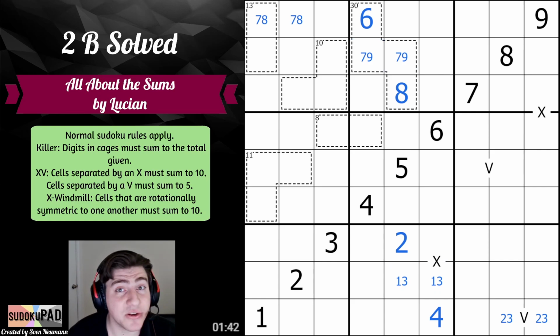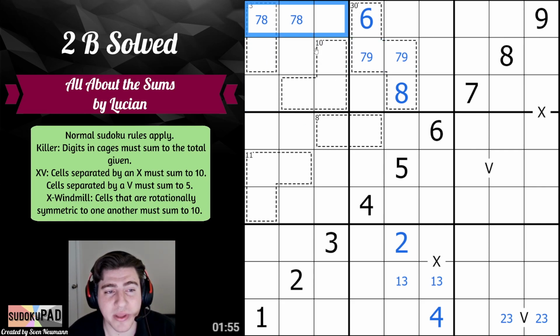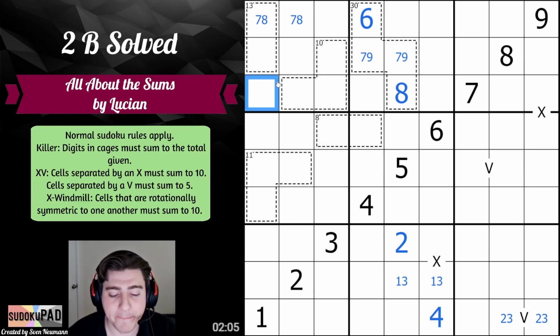One thing that I didn't notice originally when I was setting this Sudoku was the fact that you can already place a 9 here by Sudoku, and that's just because 9 can't go here, 9 can't go here, and 9 can't go in the 10 cage. That's not strictly necessary to see. If you do, then it'll help you out later, but that wasn't my intention.